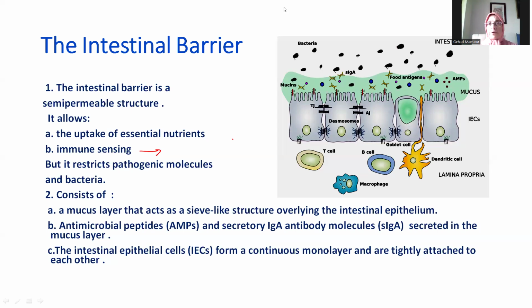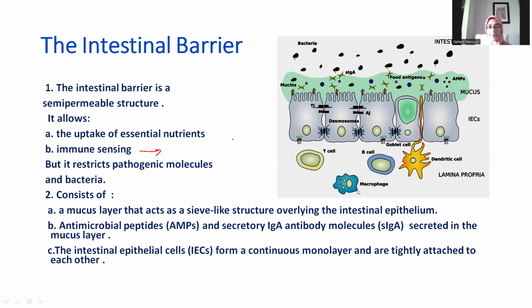One of the important functions of the intestinal barrier, in addition to being semi-permeable, allowing the uptake of essential nutrients and preventing pathogens, is immune sensing. And immune sensing means that it detects the presence of pathogenic organisms and gets rid of them. And immune sensing, of course, is a function of all these immune cells, the non-specific cells, and the specific cells.